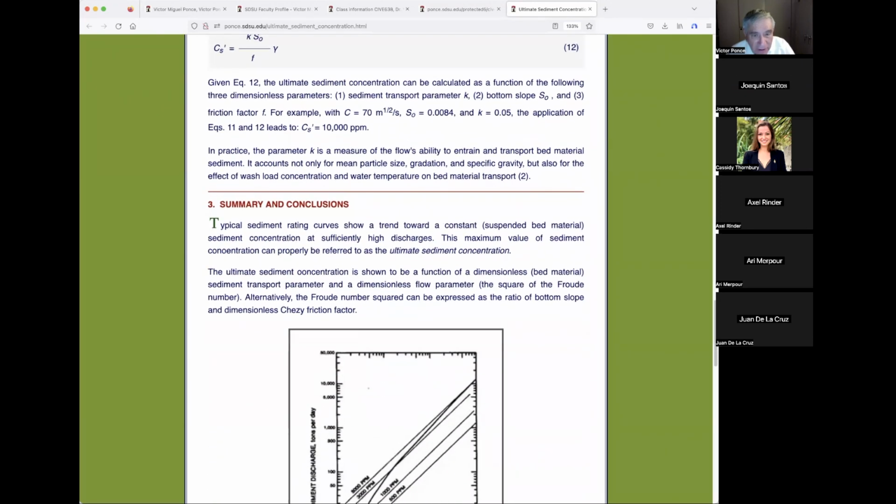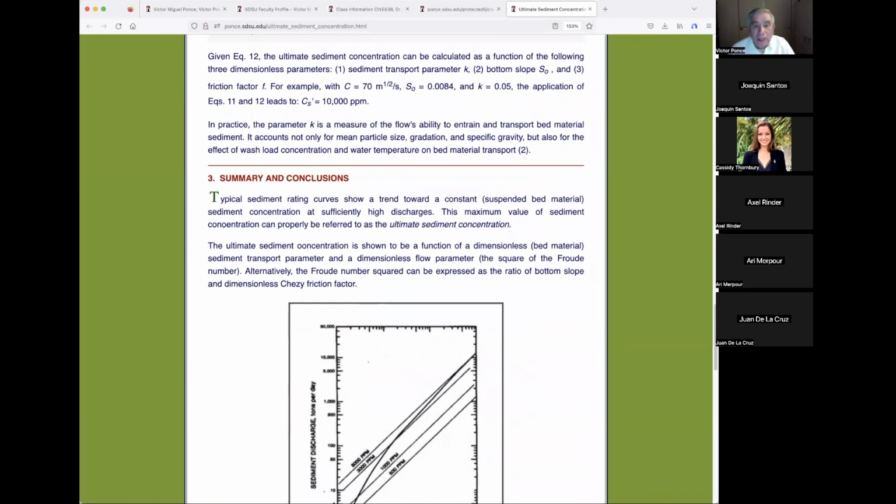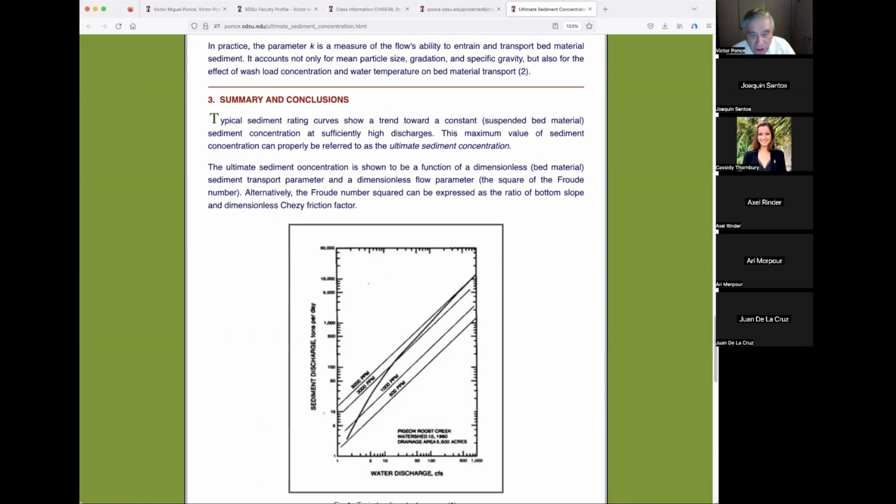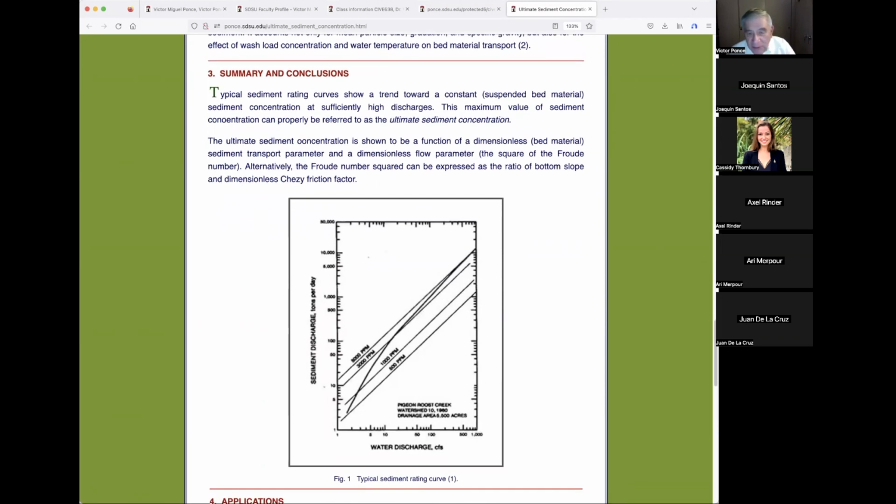Finally, summary and conclusions. Typical sediment rating curves show a trend toward a constant sediment concentration at sufficiently high discharges. I did not say that. It was said by Vanoni in his book. Actually, not Vanoni, but the people who wrote the chapter of Vanoni's book where this figure is put together. So it's accepted. It has to be accepted.